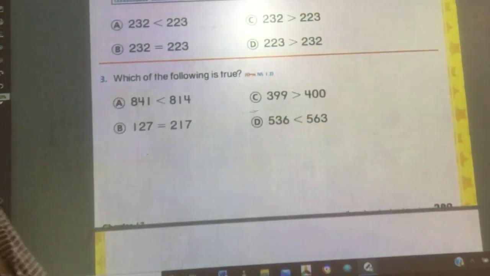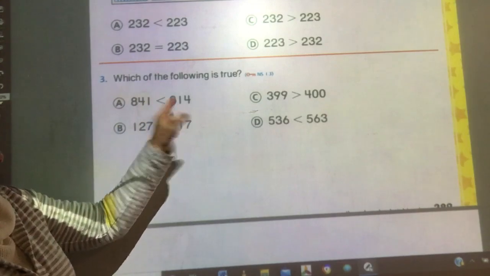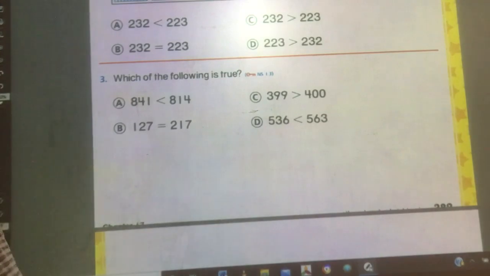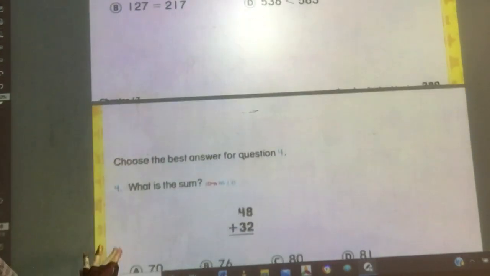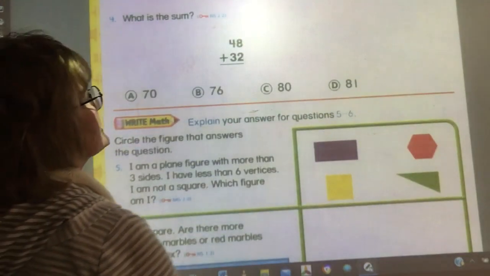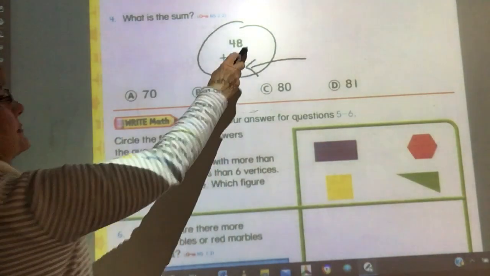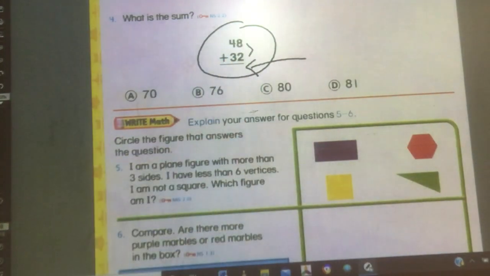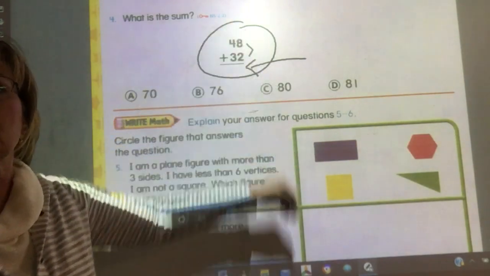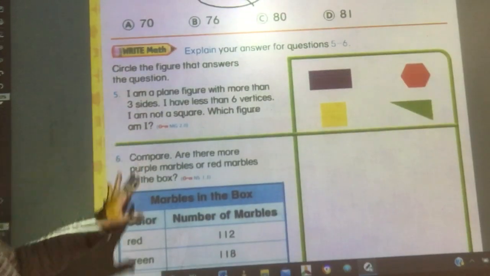Then which of the following is true? 841, less than 814, and so on. So read that. When you're ready, go on to the next page. What is the sum? Remember, solve the problem. Write your answer. If you have to regroup, you can show that, and then fill in the bubble. Don't forget to solve it and write your answer. And then you're going to circle the figure that answers this question.